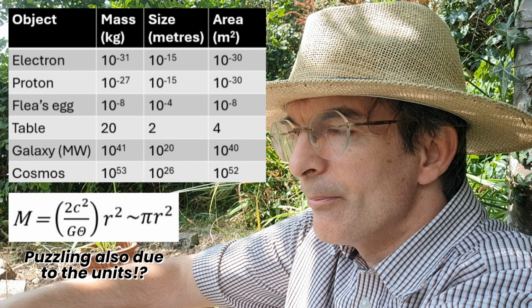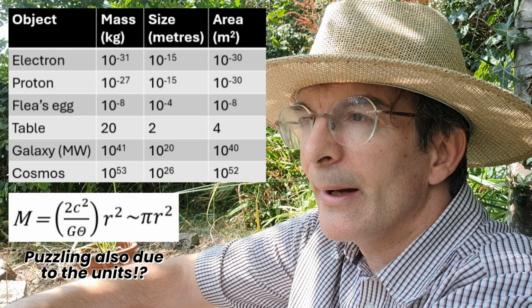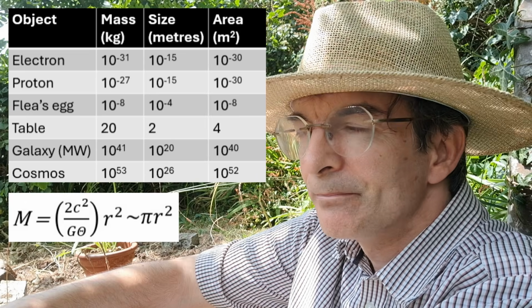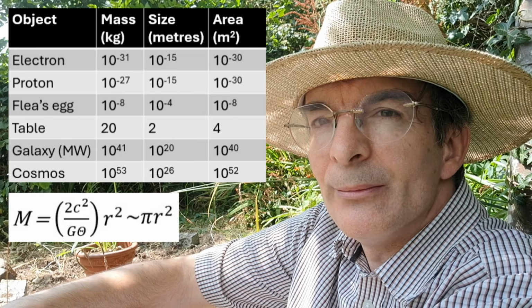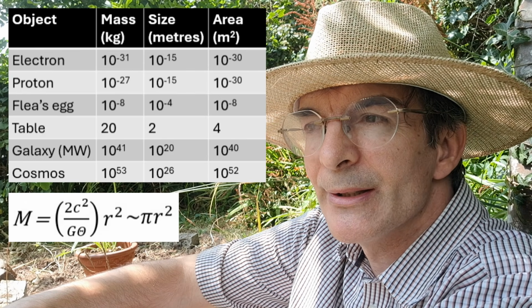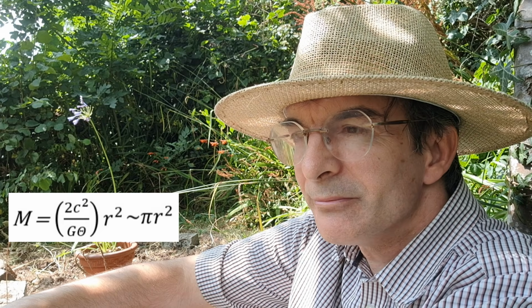So quantized inertia predicts that mass equals area, and it seems that the observations back that up. And yeah, so I hope you are convinced that mass is area, and quantized inertia predicts it.